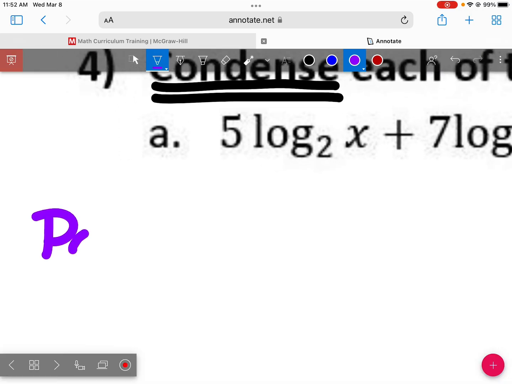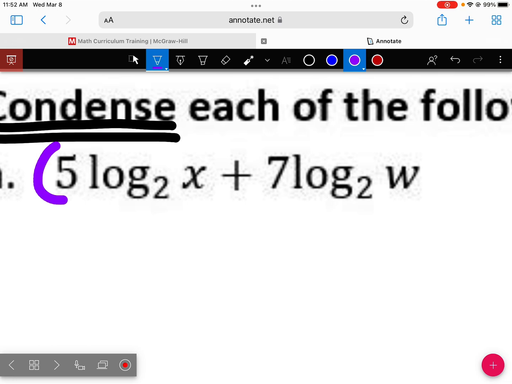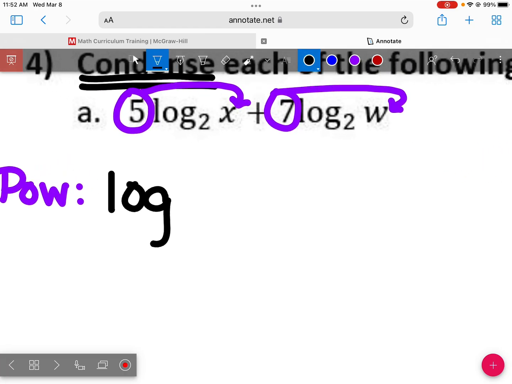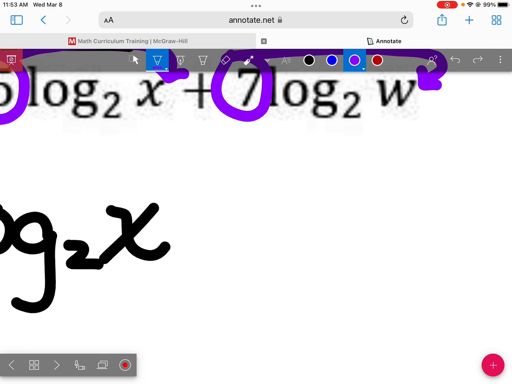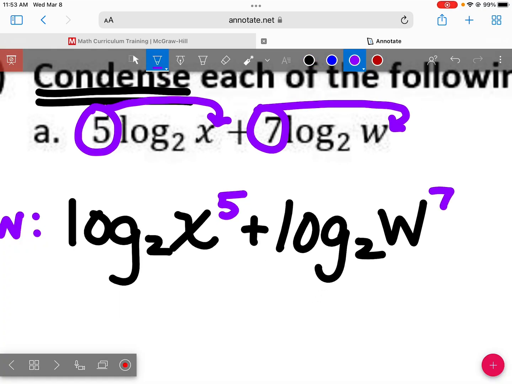All right, so let's go ahead and do that on this one because I heard you start on that already. What numbers do we have in front of logs on part A? 5 and 7. Where do the 5 and the 7 go? Yep, so this is going to be log base 2 x to the 5th, plus log base 2 of w to the 7th power.